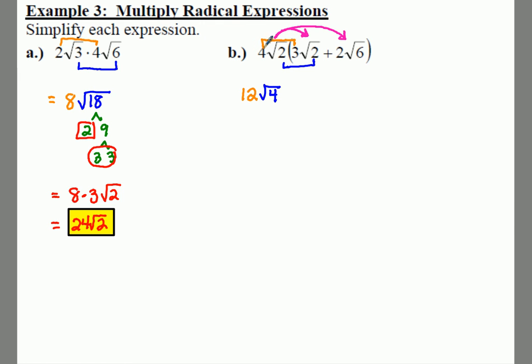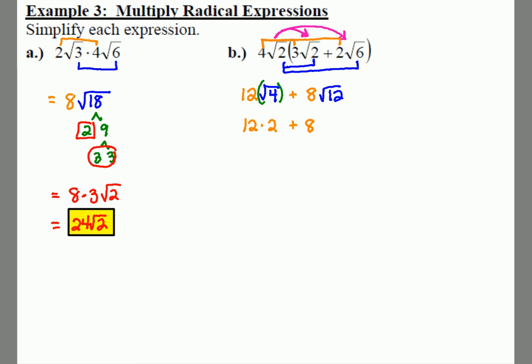Then we're going to take 4 times the 2 over here. So that's going to give us plus an 8. And then you multiply the 2 times the 6, which will give you a radical 12. So we should look at simplifying our radicals. Well, square root of 4 is just a 2. So we're going to end up with a 12 times a 2. Over here we're going to have an 8 times.